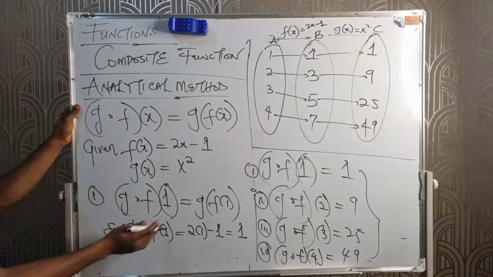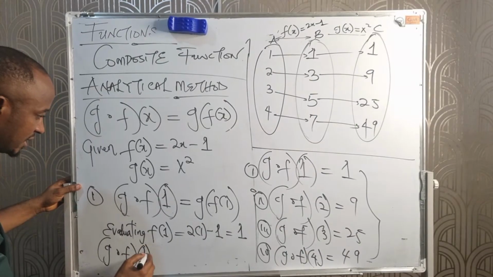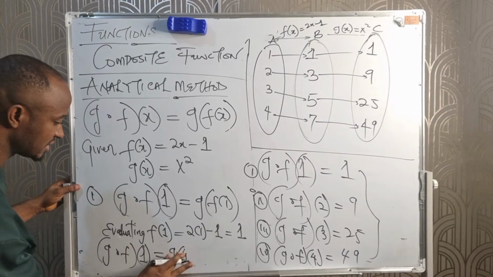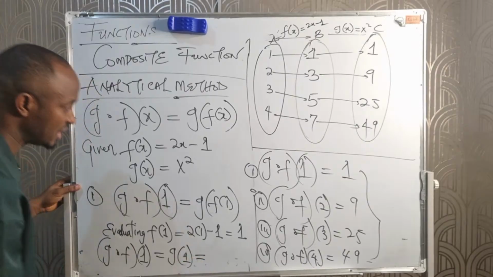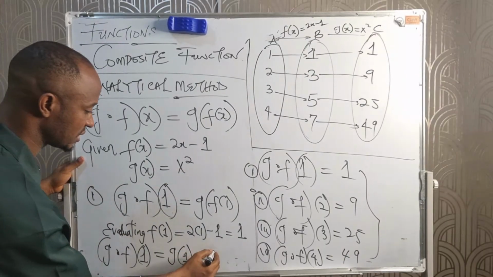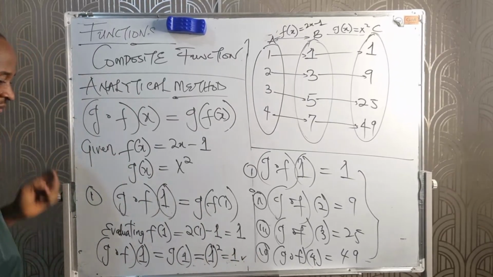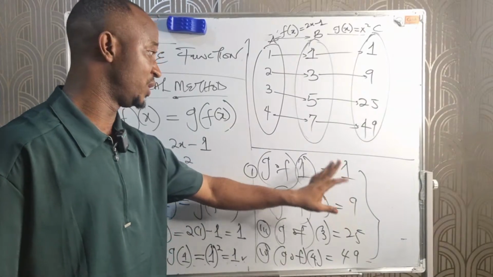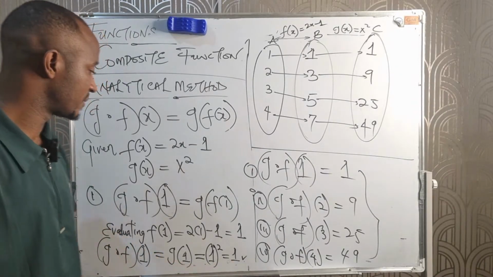What does that imply? That simply implies that my g of f of 1 is now equal to g of 1. Am I communicating here? Now, the next is to find g of 1. How do we find g of 1? I will use my g of x, which is x squared. Here it becomes 1 all squared. What is 1 all squared? It is 1. Am I communicating? So g of f of 1 is equal to 1. With the use of diagram, we got 1. With the use of the analytical method, we also got 1.